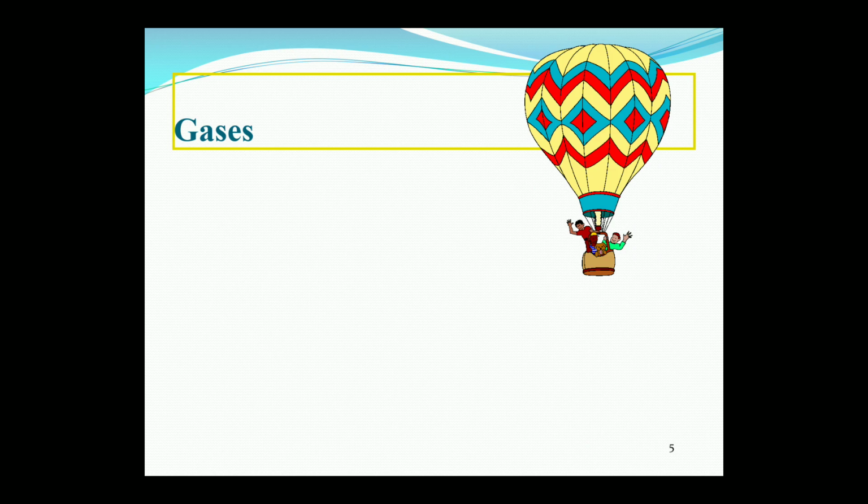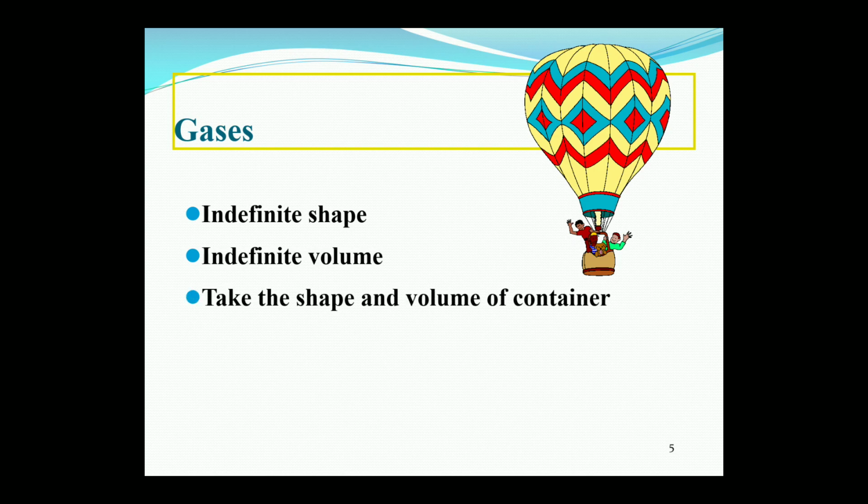Now talking about the gaseous form like hydrogen gas, helium gas, neon gas, nitrogen gas. It does not have any definite shape, so it has indefinite shape and indefinite volume, and it can take the shape and volume of a container. Particles are far apart because the gaseous particles move away from each other, and the particles are very volatile and very fast in movement.